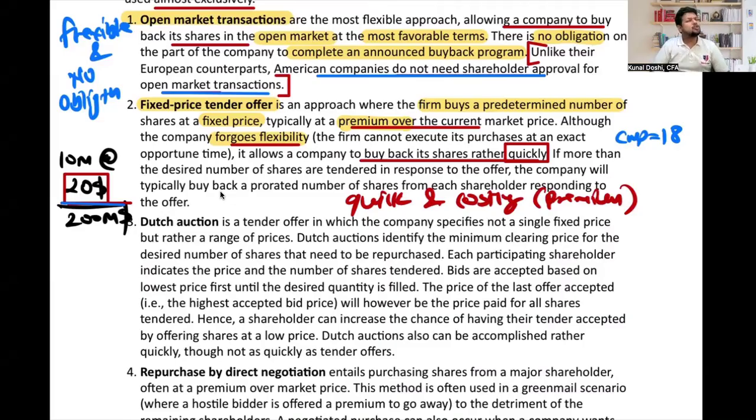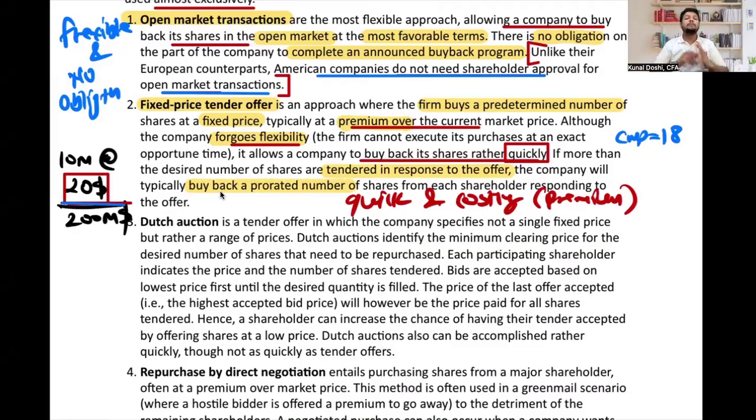Here, there is so much euphoria or excitement about the buyback that people who want to offload their shares cause something like oversubscription. Here, the company will do what? If the company gets more requests, then like an IPO, the company will do a pro rata buyback of the shares.